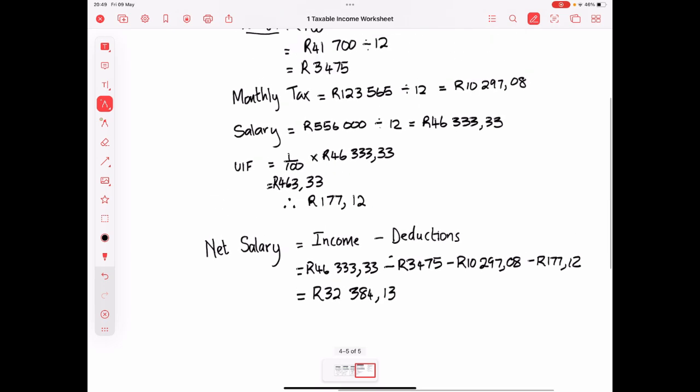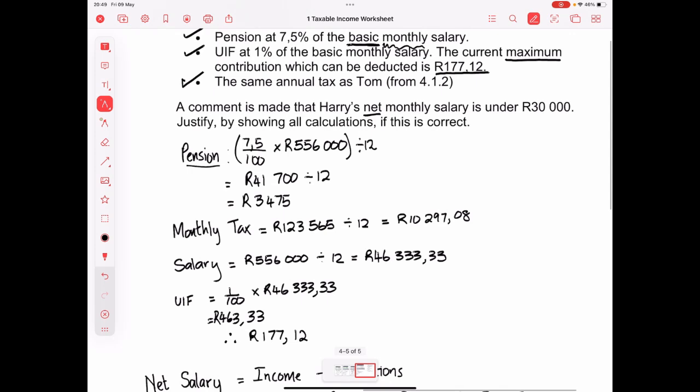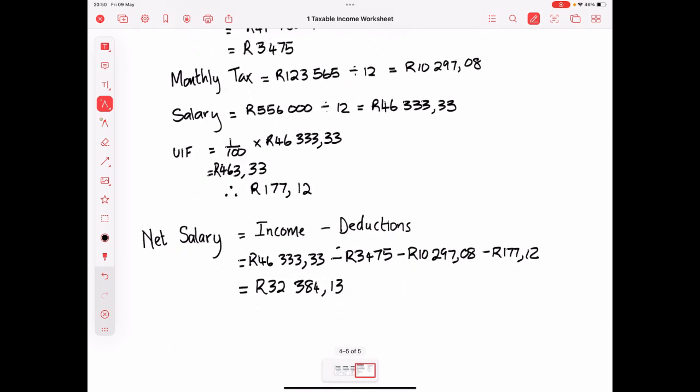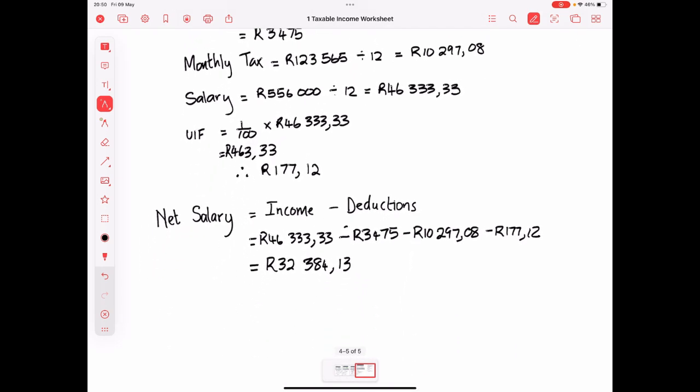So the question asks, a comment is made that Harry's net monthly salary is under 30,000. Justify by showing calculations if this is correct. So we can say therefore it's incorrect. Okay, because it actually is over 30,000. So incorrect. His salary or his net salary is above 30,000 Rand.